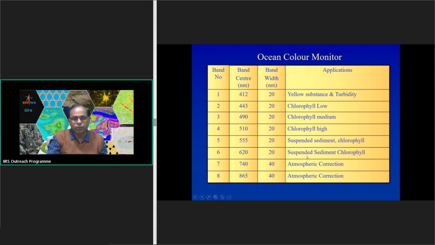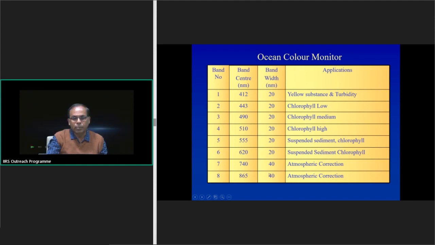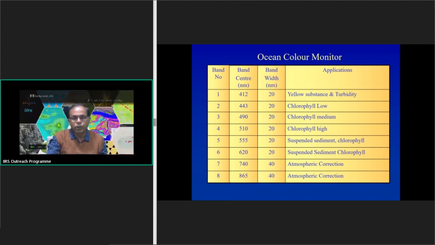And the last 2 bands are near infrared bands, because in near infrared bands the LW is 0. So whatever radiance is reaching the satellite sensor is coming from the atmosphere. So these 2 channels are used for atmospheric correction.